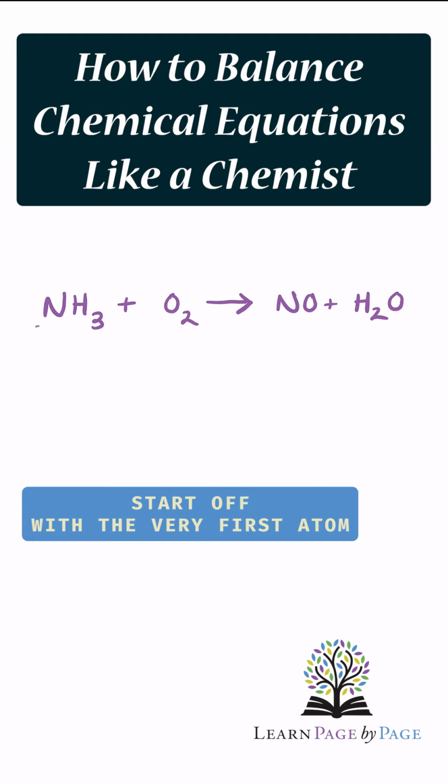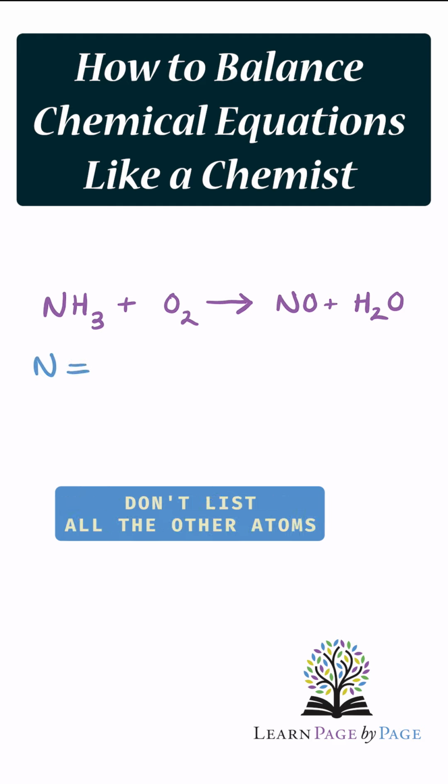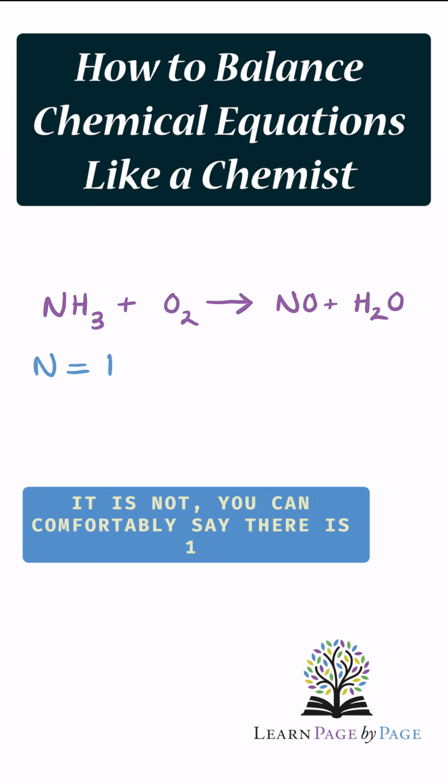Start off with the very first atom, which is the nitrogen, and only write that down. Don't list all the other atoms, just start with the first one. This is how chemists do it. Count how many are in the reactants. Check both reactants just in case there's a hidden one. There's not. You can comfortably say there's one that side.